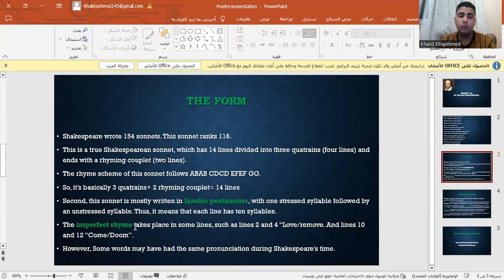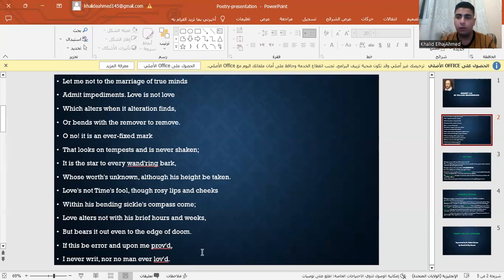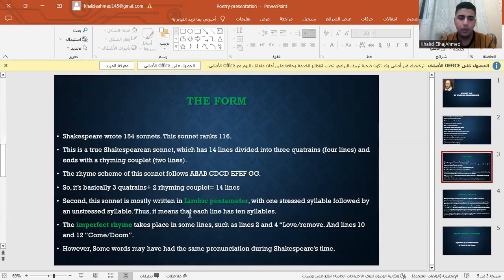Another interesting thing about the poem is the imperfect rhyme. The imperfect rhyme is basically that there are two words that look similar, but they are pronounced differently, like proved and loved. They look similar, right? But they are pronounced differently, like proved is a different sound from loved. It's a stronger sound in a way. Another example is love and remove, and come and doom.